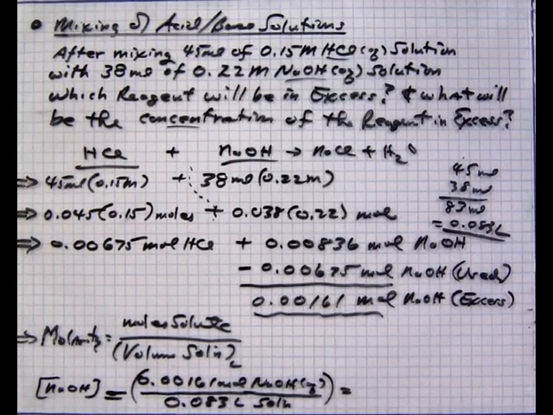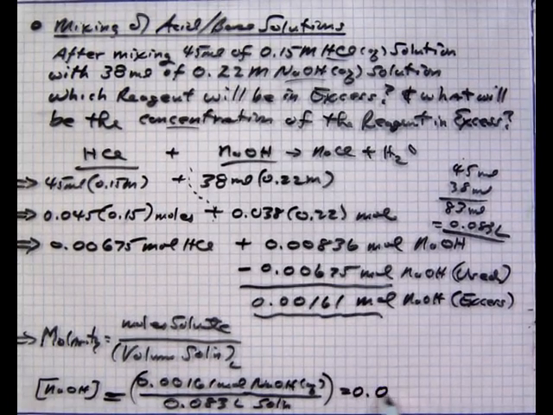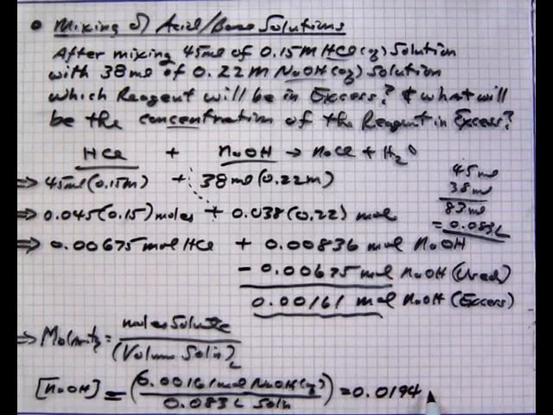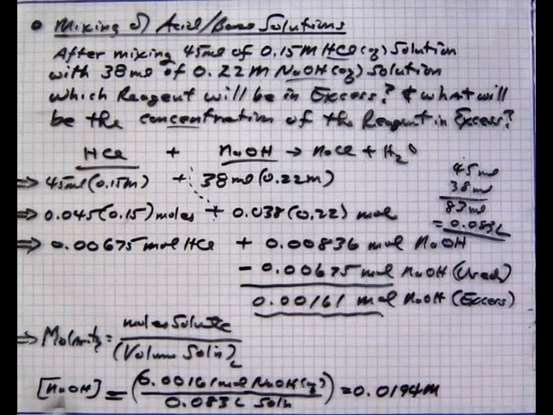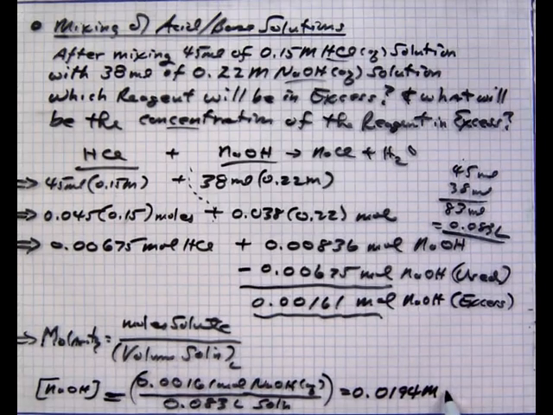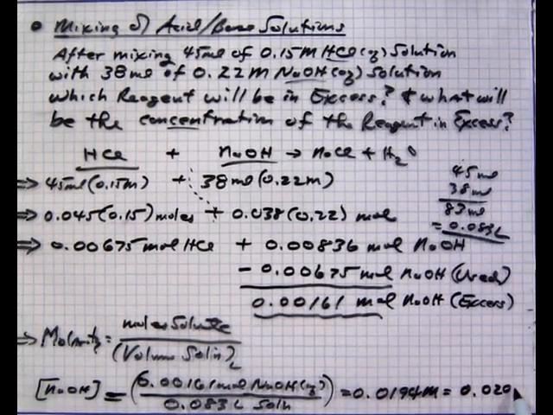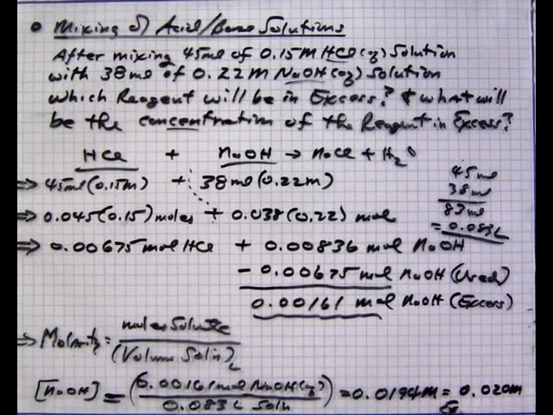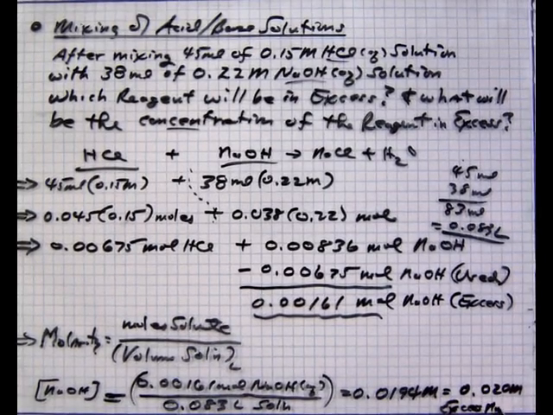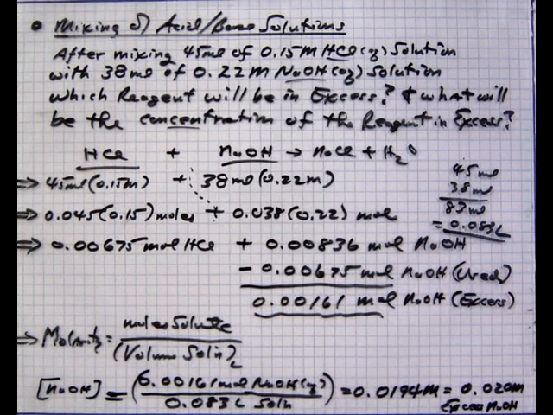And that works out to be a 0.0194 molar excess of sodium hydroxide. Rounding it to a couple of sig figs, we'll go 0.020 molar excess NaOH, like that.